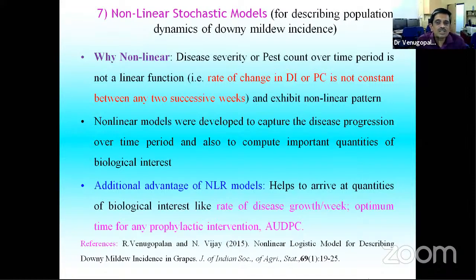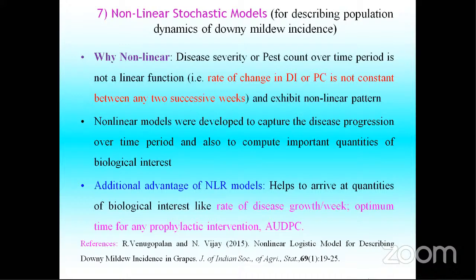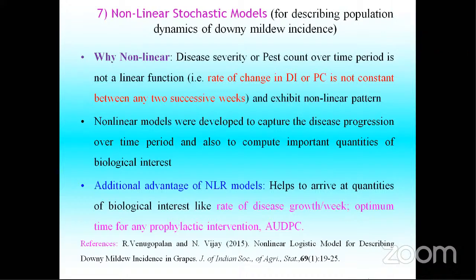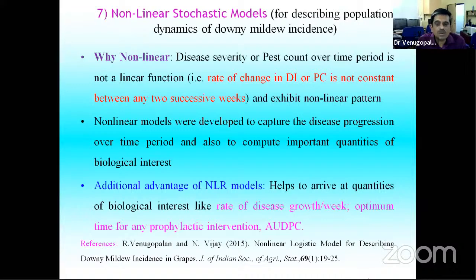Say for example, the rate of change in disease incidence or pest count is not constant between two successive weeks. From the first week to the second week, whatever the proportion of increase is, it is not possible to keep it constant. So in order to capture the disease progression realistically, as expressed by the data, we need to employ some nonlinear models. Nonlinear growth models, we call them.